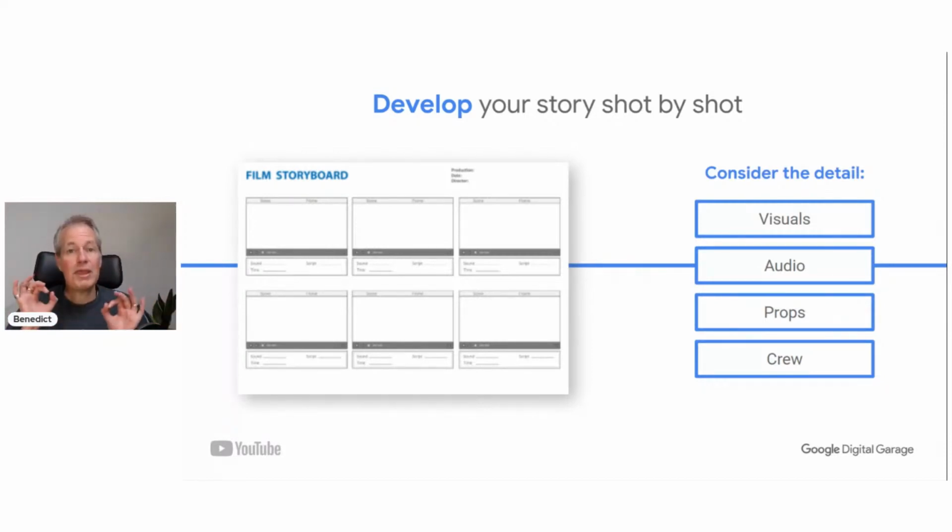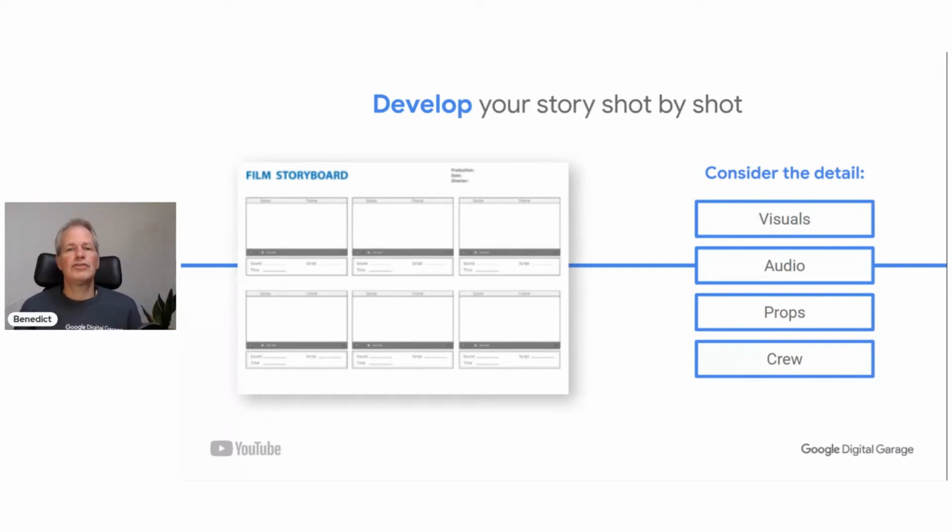Audio, sound: what can be heard in the shot? Music, talking, it is so important. A lot of people sign up because of the audio. If the sound is not good, they'll often leave. Props: what's needed to make this shot effective? And crew: do you need help? Do you need someone to be filming, or is your camera placed somewhere stationary? Do you need someone passing something to the presenter whilst in the shot? These are the kind of things you need to ask yourself.